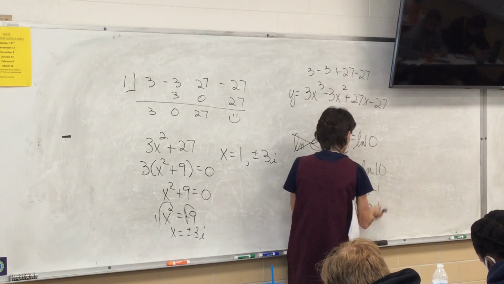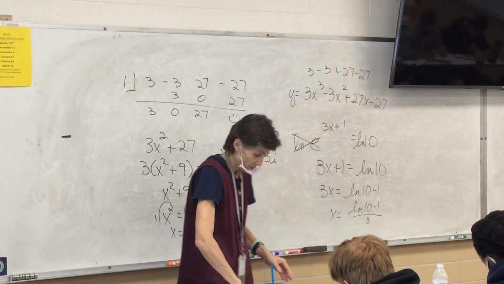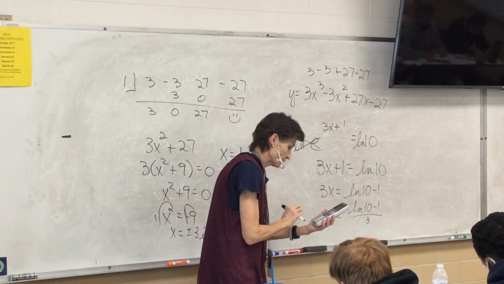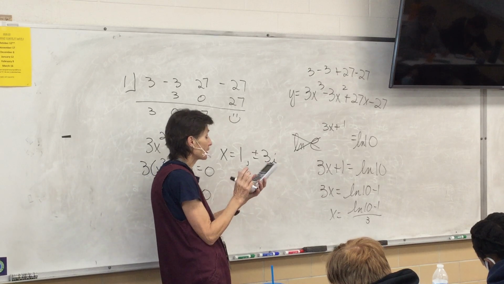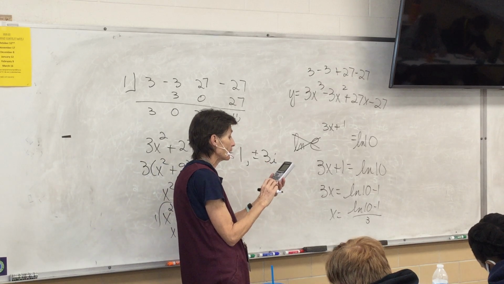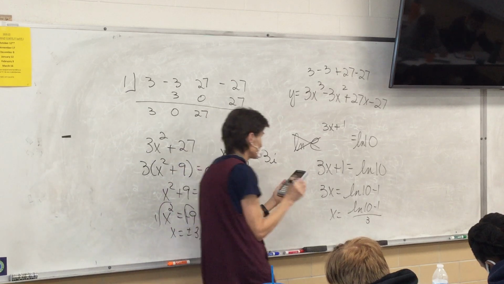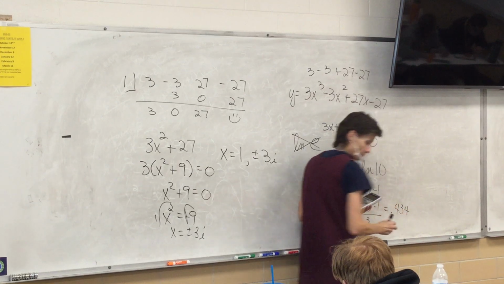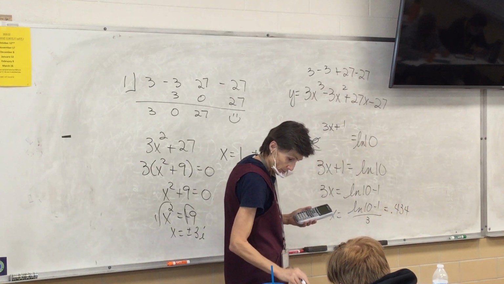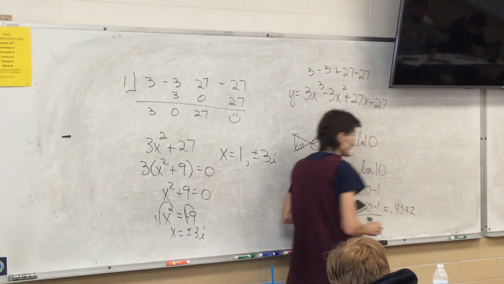And divide by 3. Now, when you type that in, make sure that you're typing it correctly. ln 10, close parentheses, minus 1, equals, divided by 3. 0.434. It doesn't say how to round. So 0.4342 would be to the ten-thousandth.